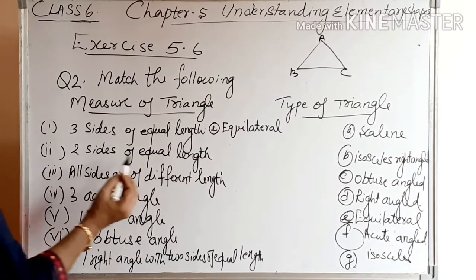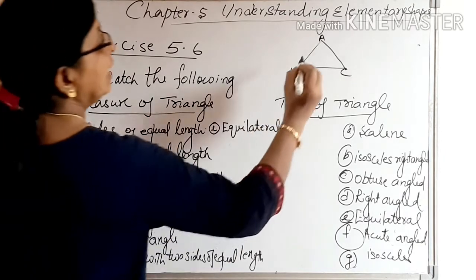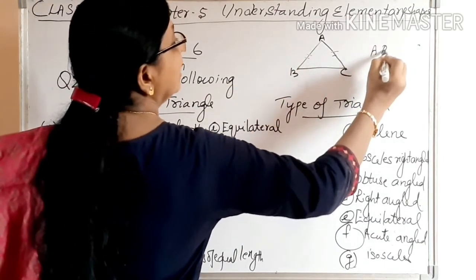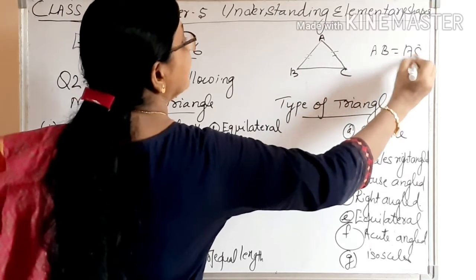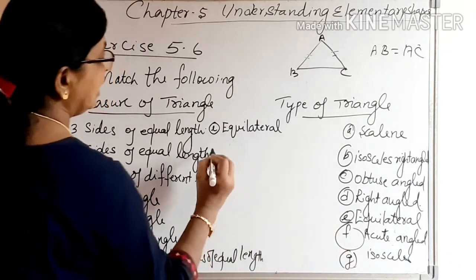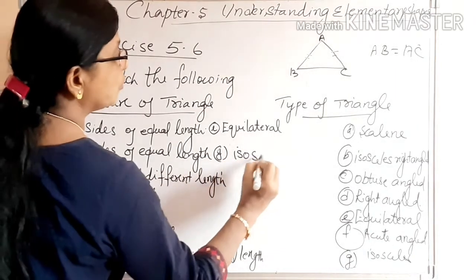Second one, 2 sides of equal length. Consider this triangle. Here AB is equal to AC. That is given as AB is equal to AC. 2 sides are equal, then that triangle is said to be isosceles. What is the name of that triangle? Isosceles.